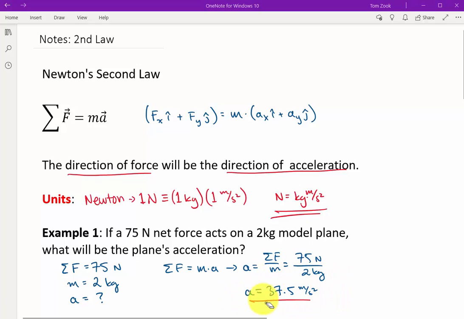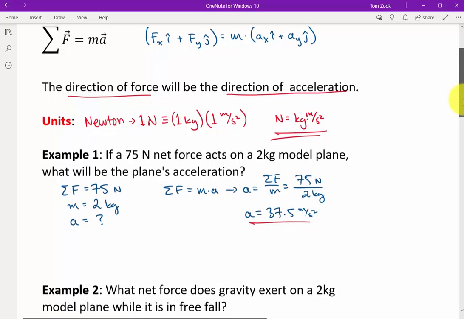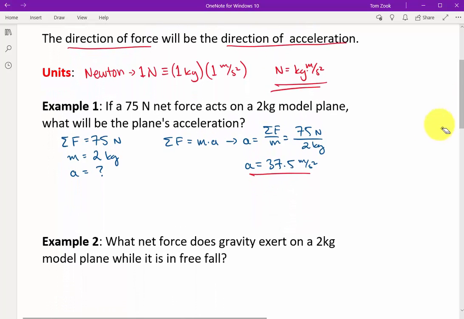That's a pretty big number. Considering the acceleration due to gravity is 9.8, 37.5 is pretty big. Speaking of which, what about something that's in free fall? Objects in free fall do have an acceleration acting on them, right? So let's say that we have a model plane, and instead of launching it with some net force via a rubber band, whatever it happens to be, what if we instead just dropped it? And we said that the air resistance acting on it was sufficiently negligible.